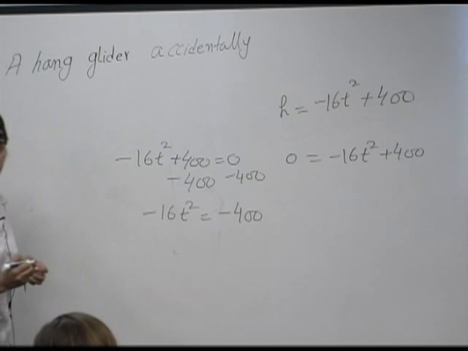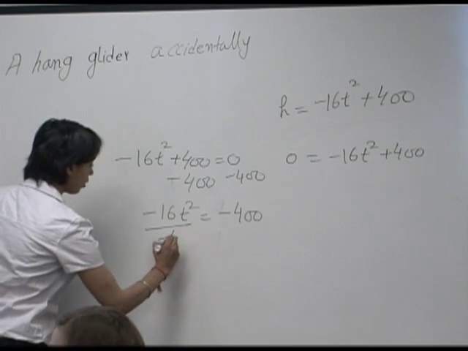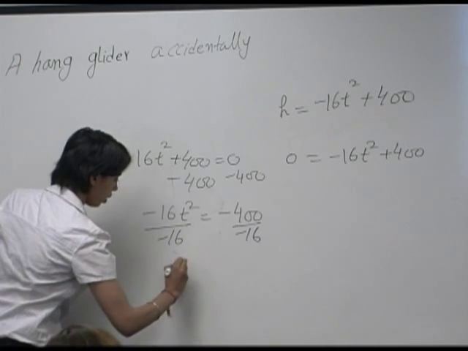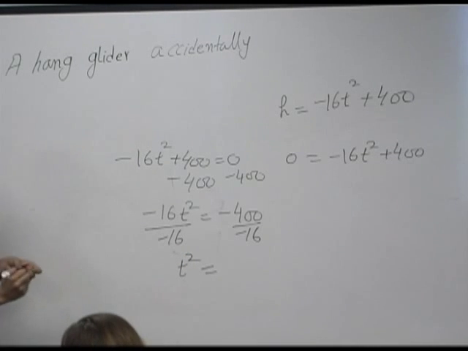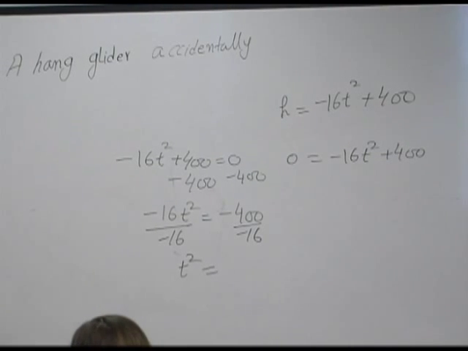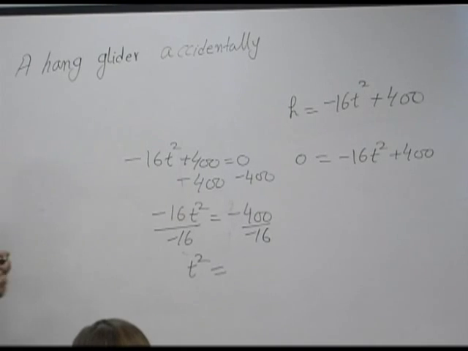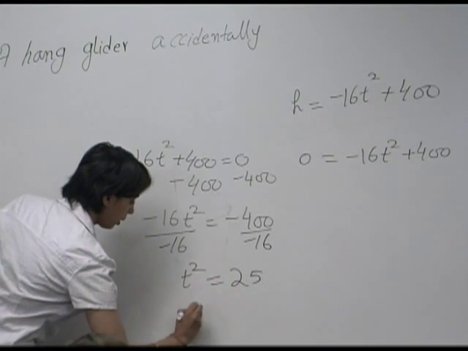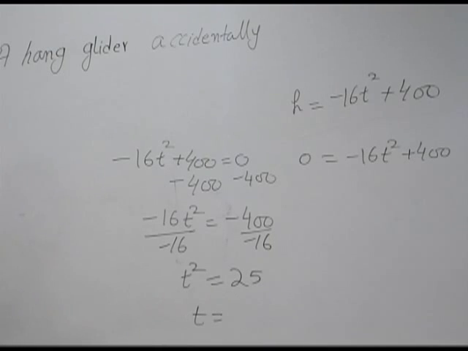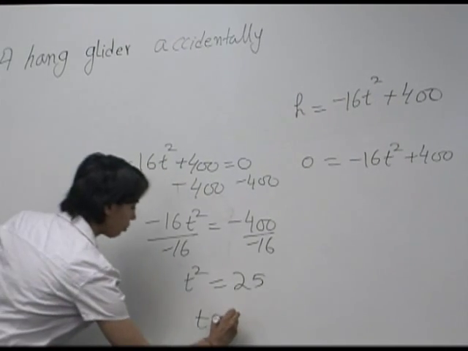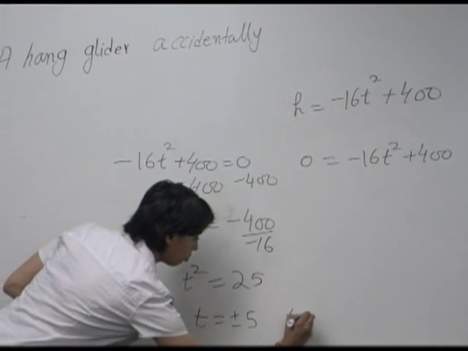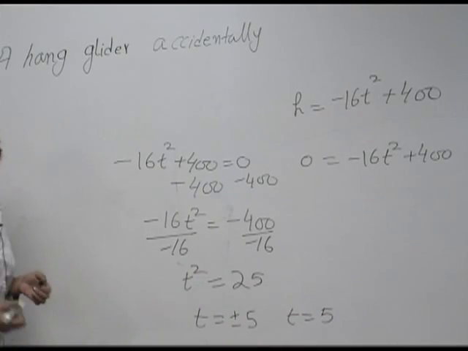Then divide by negative 16. T squared equals what? 25. What will be your t? Plus or minus 5, but time cannot be negative, right? So the answer will be 5 seconds.